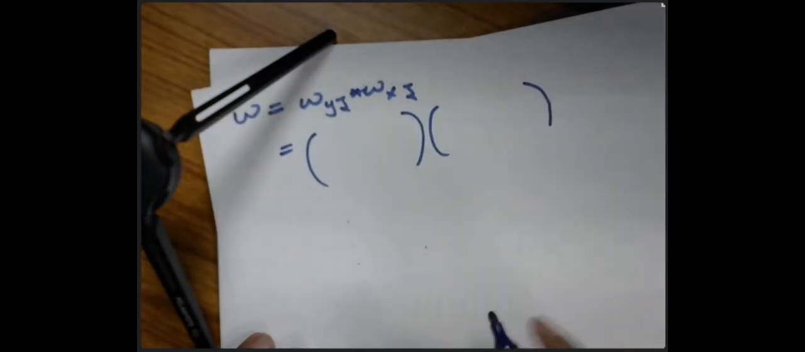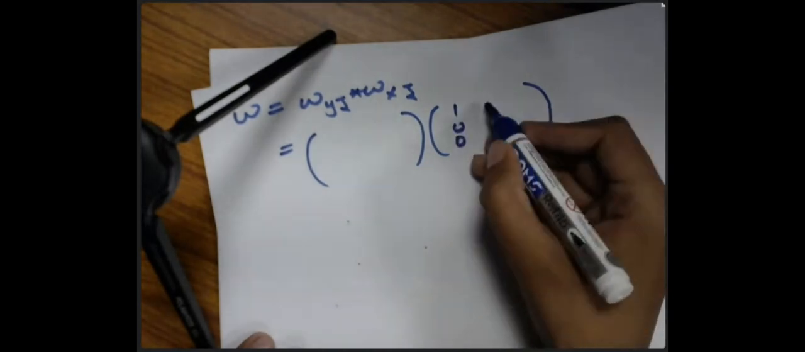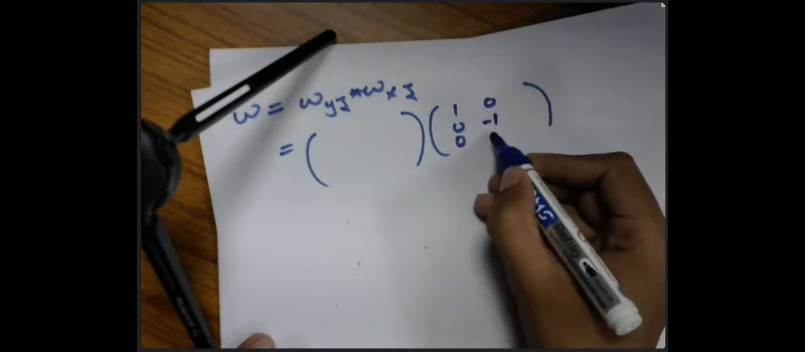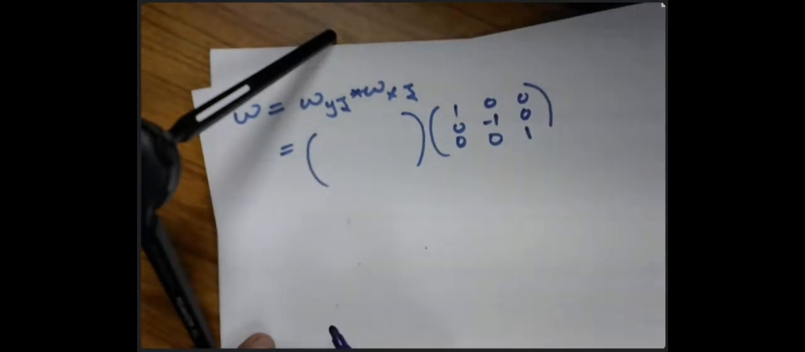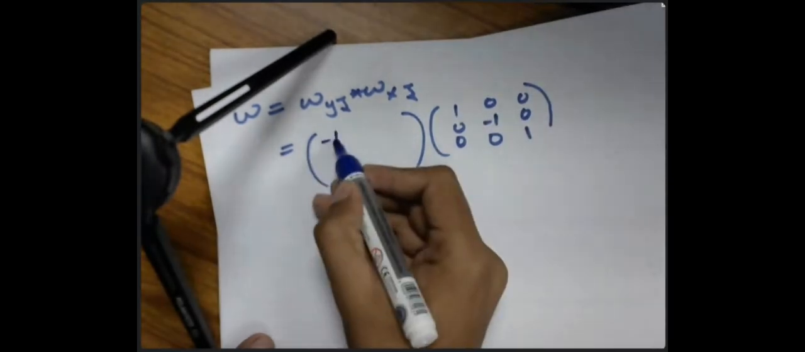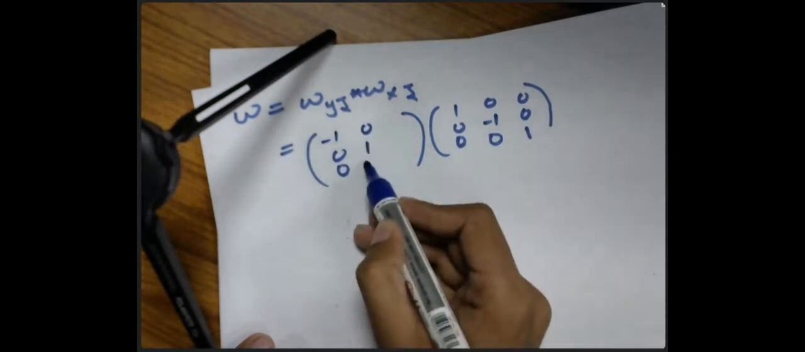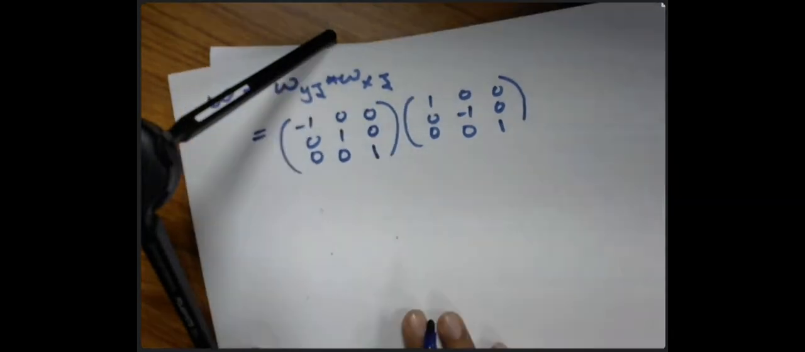For XZ, we know that X was remaining the same, Y was changing: 0, minus 1, 0, 0, 0, 1. For YZ, X was changing, that is minus 1, 0, 0, 0, 1, 0, 0, 0, 1. So let's multiply them.